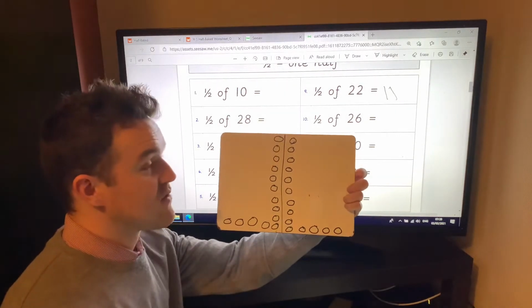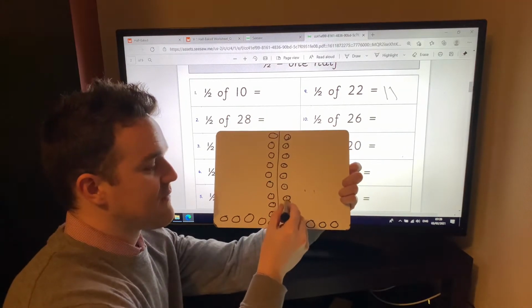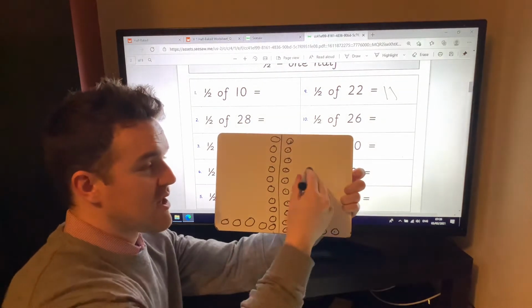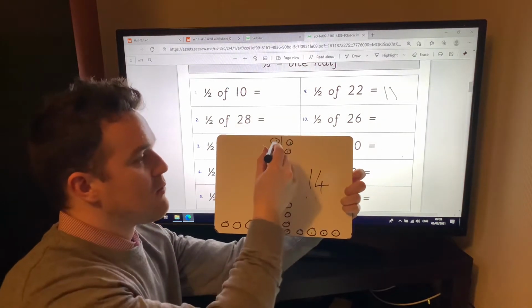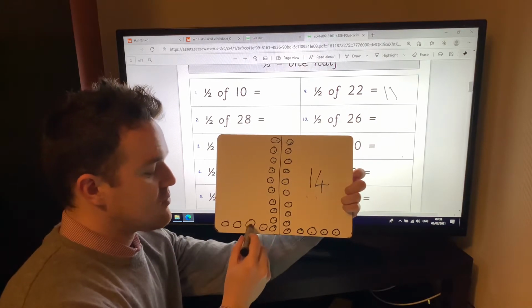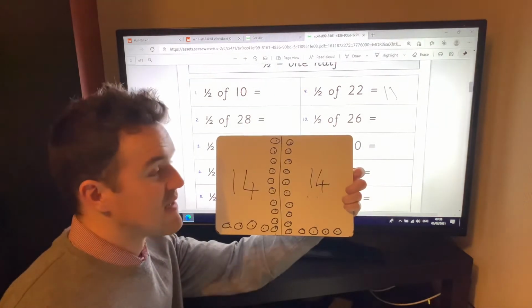Let's see what half of 28 is. 1, 2, 3, up to 14. Let me double check that I've got 14 on the other side. 1, 2, 3, up to 14. So half of 28 is 14.